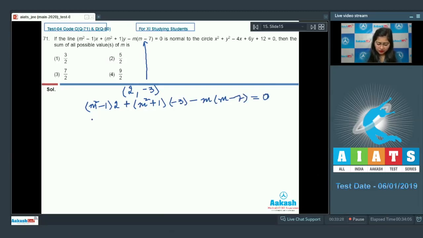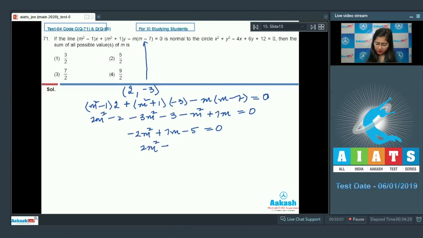So solving this further, we get that 2m² − 2 − 3m² − 3 − m² + 7m is equal to 0. So we can say that −2m² + 7m − 5 is equal to 0. That is 2m² − 7m + 5 is equal to 0.